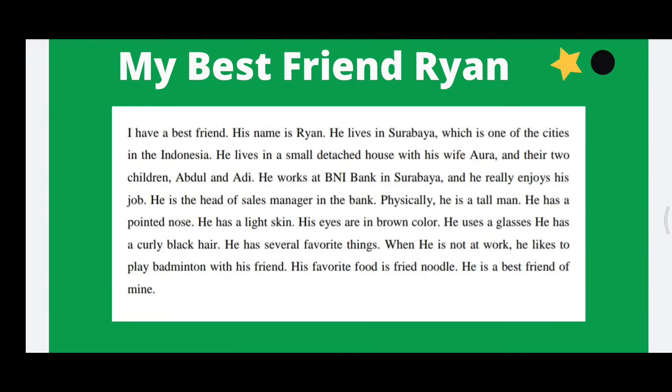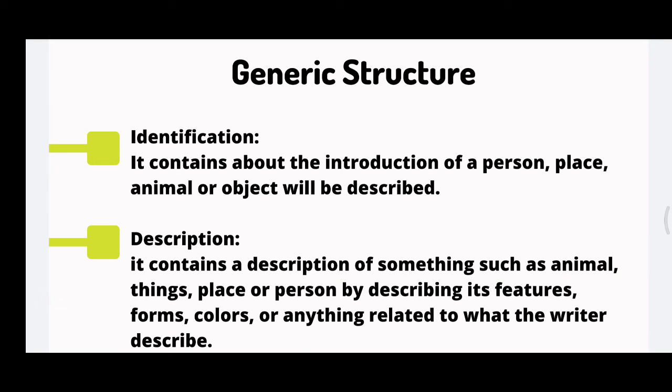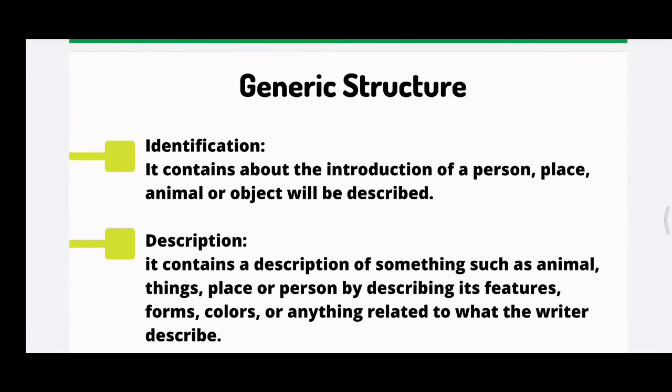So now you can pause this video and read the rest of the text. But now we're going to continue to the generic structure. So what is actually the generic structure that we can find in the descriptive text?